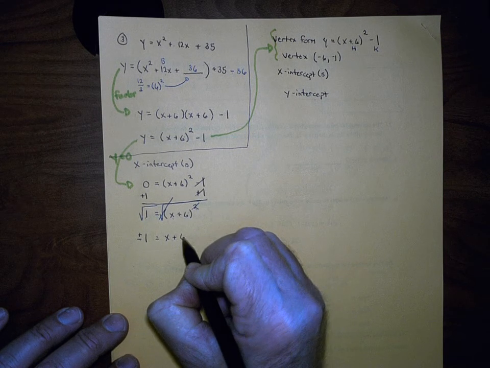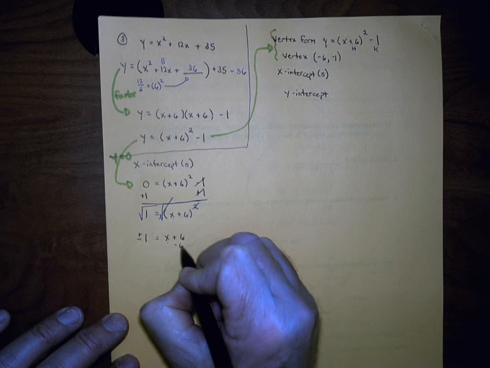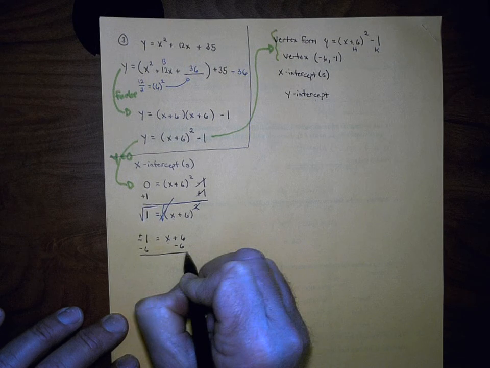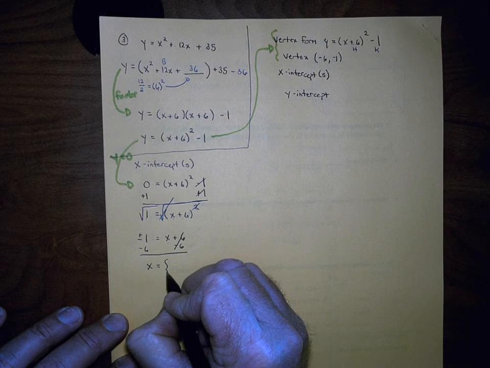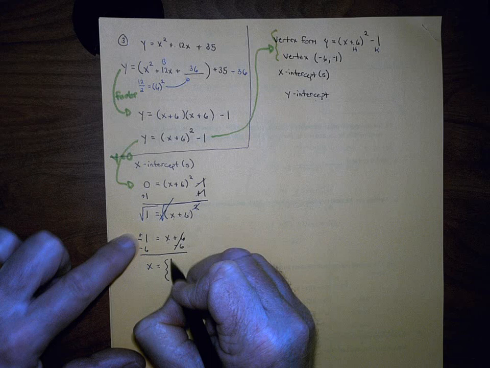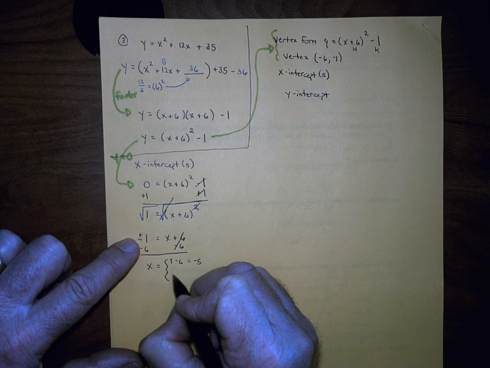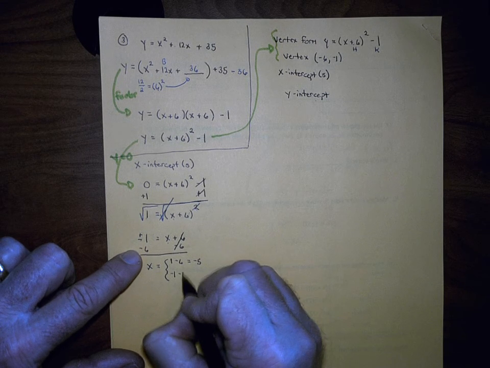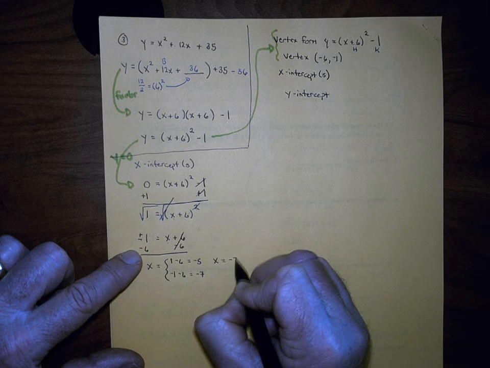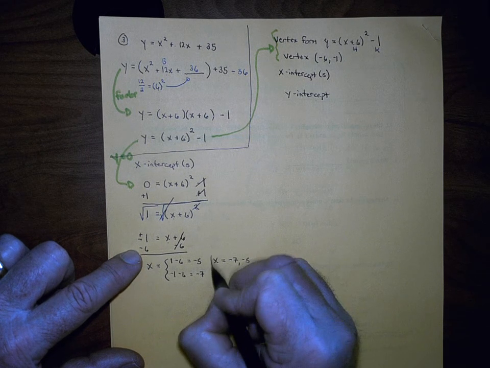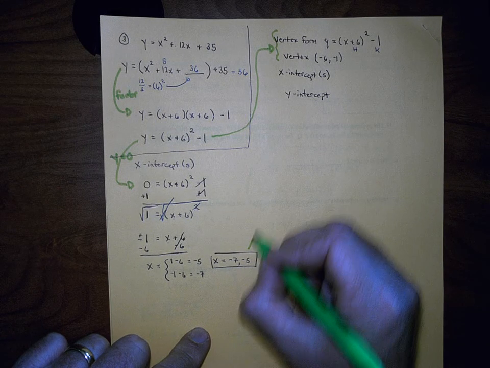Okay, now I still need to isolate the x to solve for x. So I'm going to subtract 6 from both sides of the equation. Those 6's would cancel, and then I'm going to get x is equal to, and at this point I'm going to get two answers. I'm going to get positive 1 minus 6, which is negative 5, and then negative 1 minus 6, which is negative 7. So my two answers are x equals negative 7 and negative 5, and remember, those two answers are your x-intercepts.